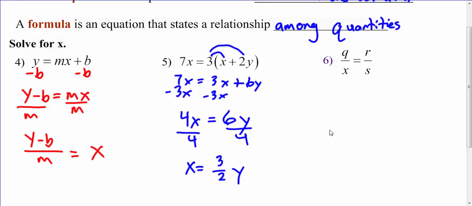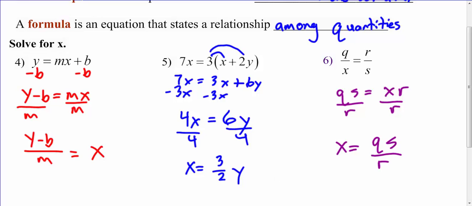All right, we have one more on this slide. Different format, looks a little different, but it's the same kind of idea. We're going to get x by itself. This is when we use what's called the cross products property. So we would know that q times s is equal to x times r. Now again, our job is to get x by itself. I've got x multiplied by r. I need to undo that by dividing, and this one worked out real quickly. X is equal to q times s divided by r.